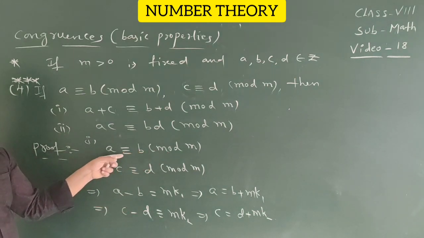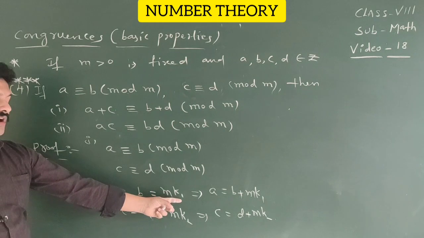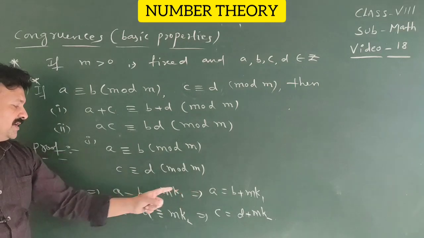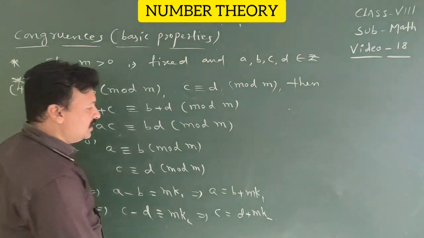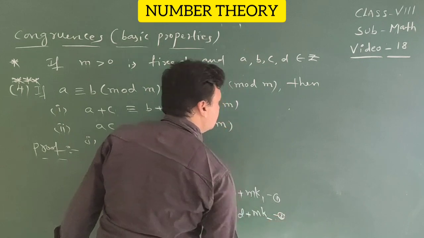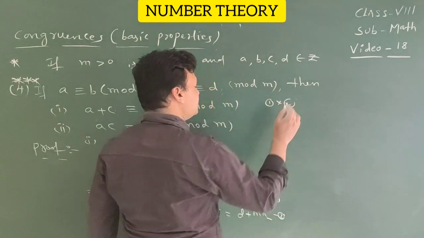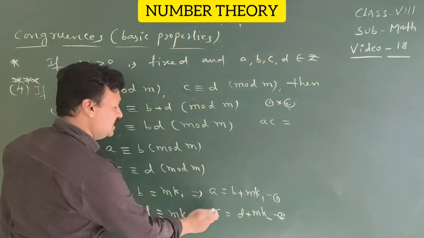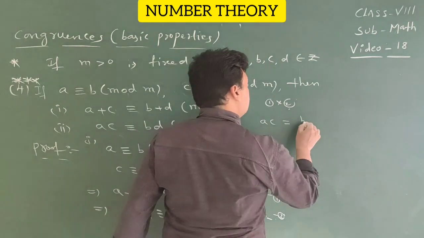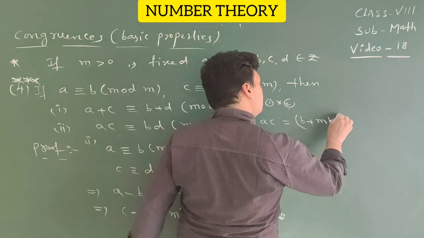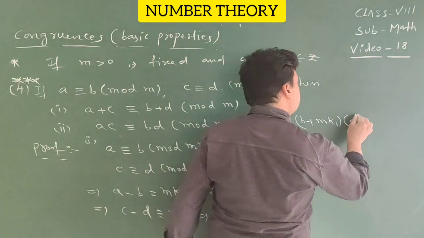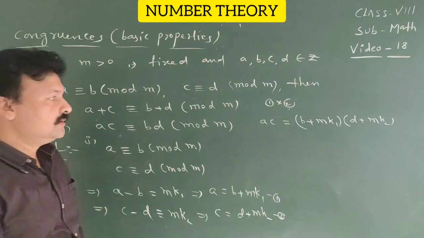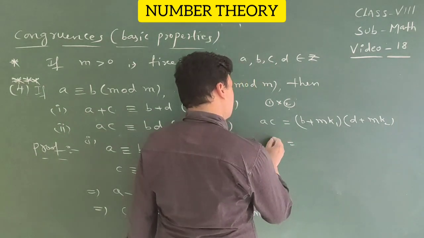Okay, here M divides A minus B means A minus B equals a multiple of M. C minus D equals a multiple of M. I changed this one: minus B turns into plus B. Now we got two equations, first one and second one. If you multiply the first and second equations, here A times C equals B plus M k1 and D plus M k2. Here k1, k2 are any integers.